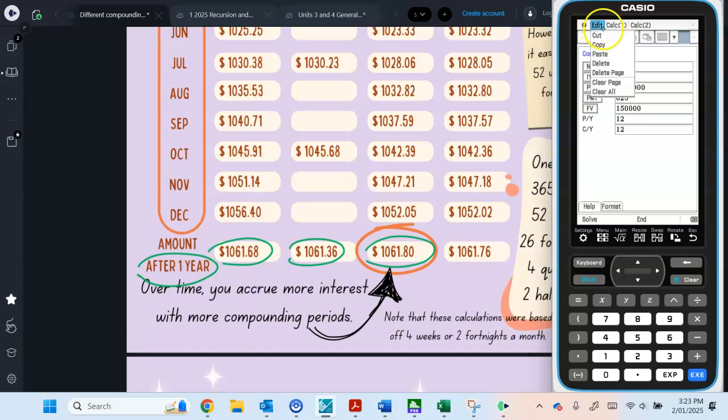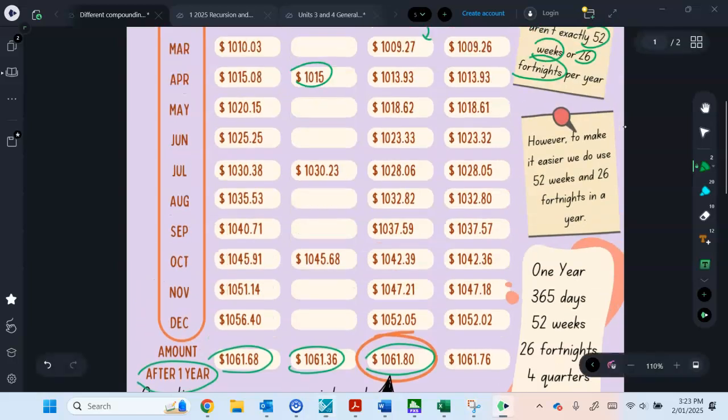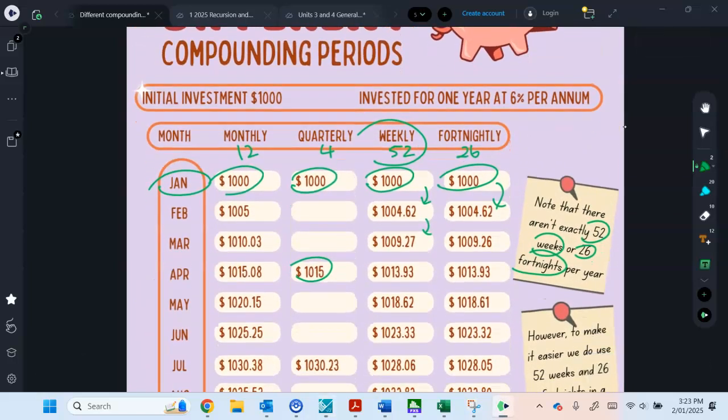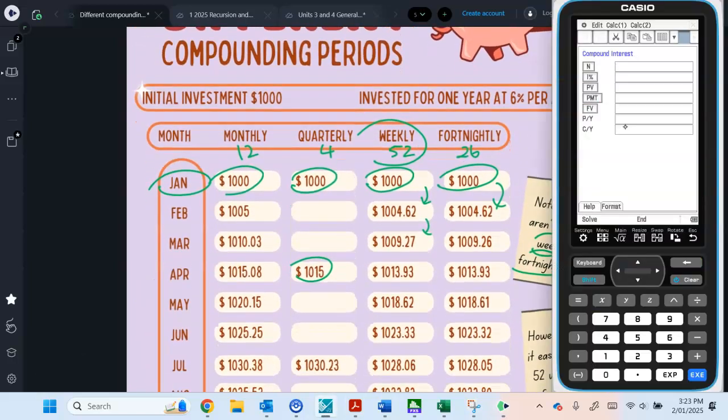All right, so I'm going to clear what I've already had there. Let's just clear the page. All right, so we're just going to look at 1 year. So N is the number of compounding periods. So I'm going to do monthly first. My interest rate is the same for all of them.